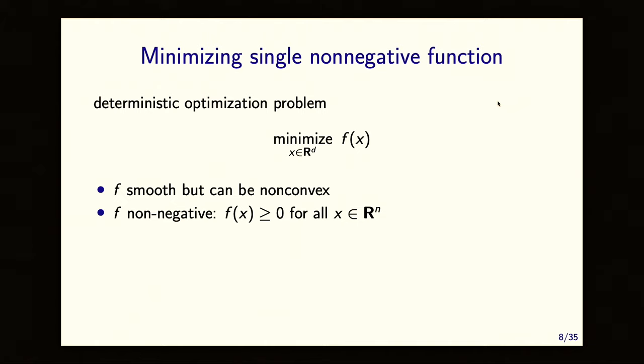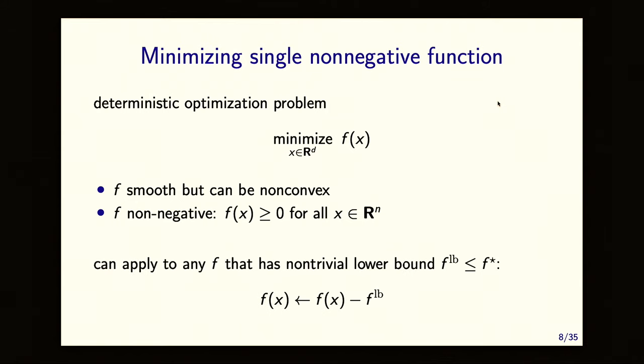So let's look at a single function without structure. F could be the whole average, but we don't care at this stage. So it's non-negative. But this is really without any loss of generality, because we can apply it to any function if we have a non-trivial lower bound. We just subtract it and it becomes a non-negative function. So there's not much loss of generality.